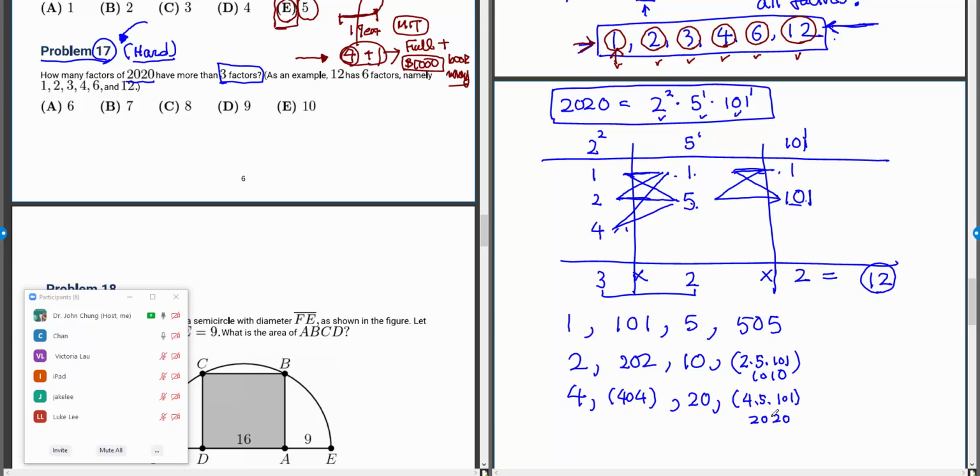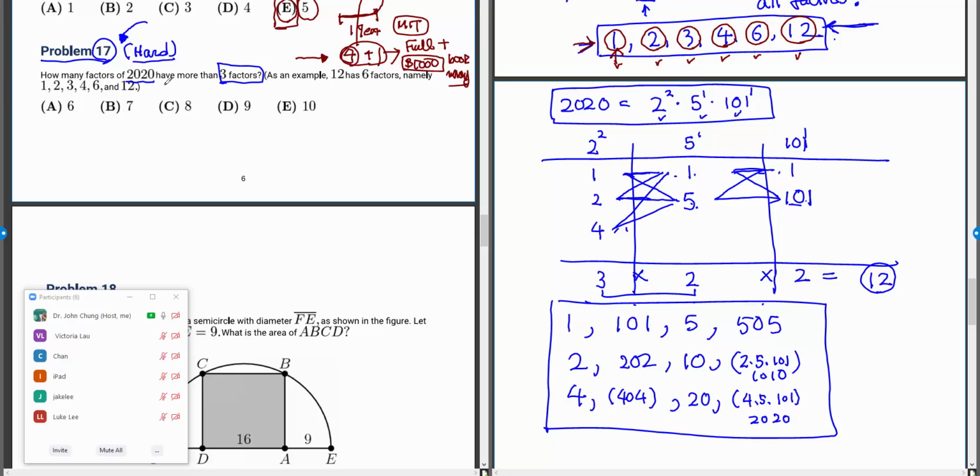Okay, so how many factors are there? 12. Can you see that? 1, 2, 3, 4. Each column is 4, and 4 times 3 is 12. That's all factors of 2020. Out of these factors, the question is: how many factors have more than 3 factors?